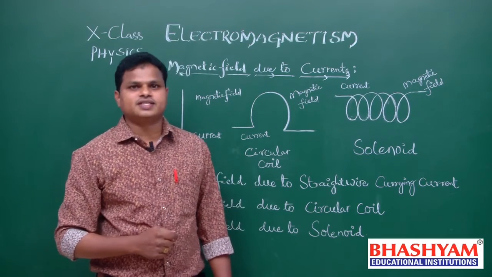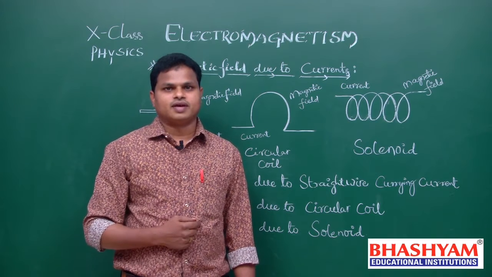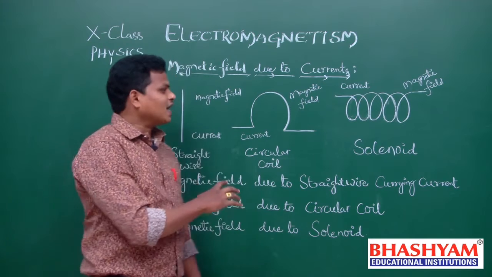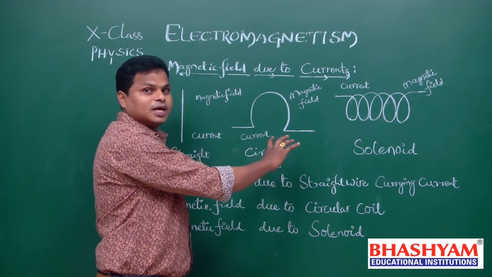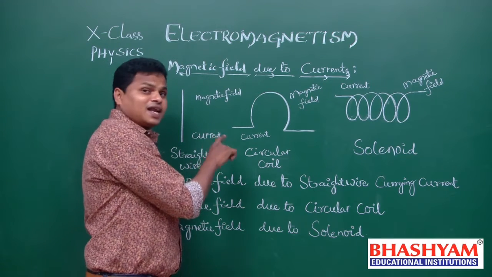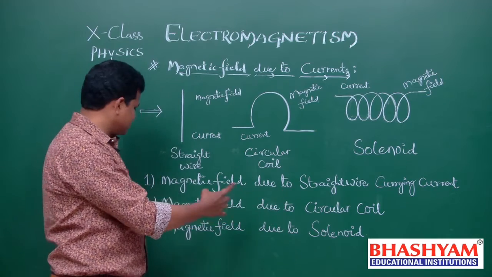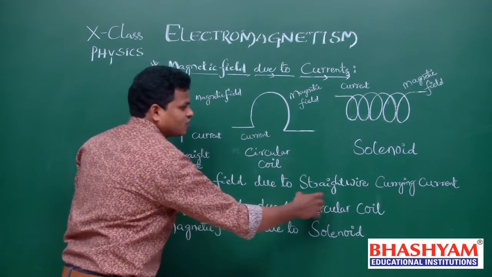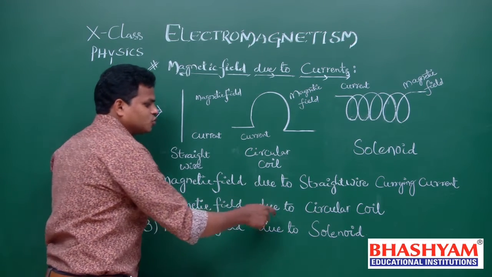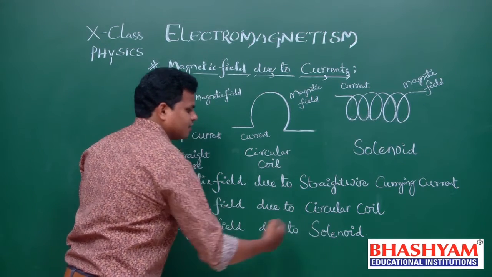In English, there is a proverb: where there is a will, there is a way. Like that, where there is a current, there is a magnetic field. So, current carrying wires produce a magnetic field. This is discussed in three ways. One is magnetic field due to a straight wire carrying current. Second, magnetic field due to a circular coil. Third, magnetic field due to a solenoid.